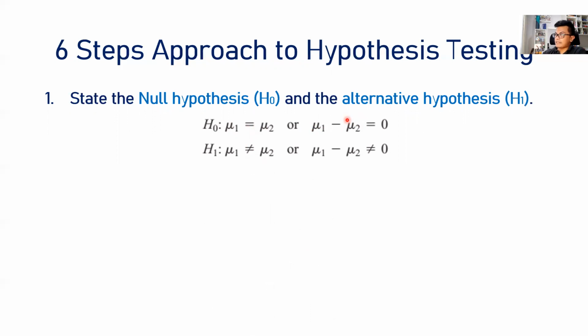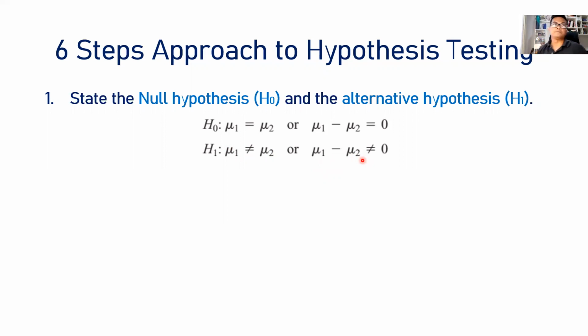And the alternative, or the antithesis of the claim, is that mu1, the mean value of population 1, is not equal to that of population 2. Or in other words, mu1 minus mu2 is not equal to 0. So we have stated the null hypothesis and the alternative hypothesis.